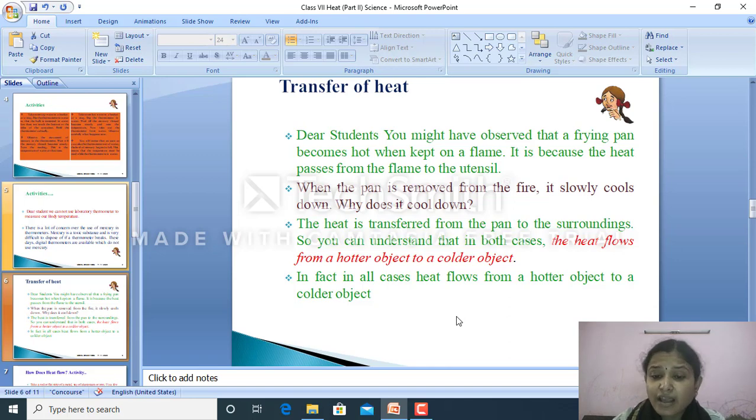And one thing is very, very important. You can see in the PPT, it is clearly shown in italics in red letters, that heat is always transferred from a hotter object to a colder object. Hotter object to colder object.